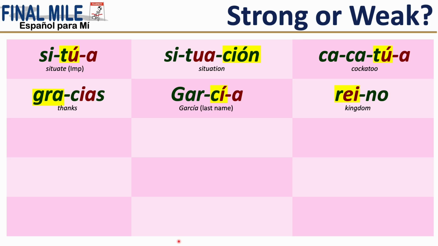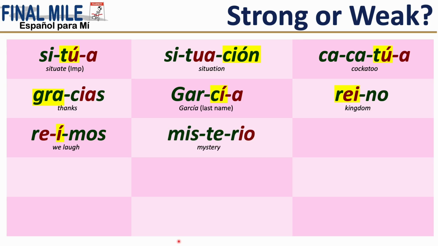Reino, they're not separated because the I without an accent is weak. But here they are separated because the I got an accent. Reímos. They're together because the I doesn't have an accent. Misterio. Pronunciation here, this isn't miss. It's mis. Misterio. Río. No accent, therefore they're together.